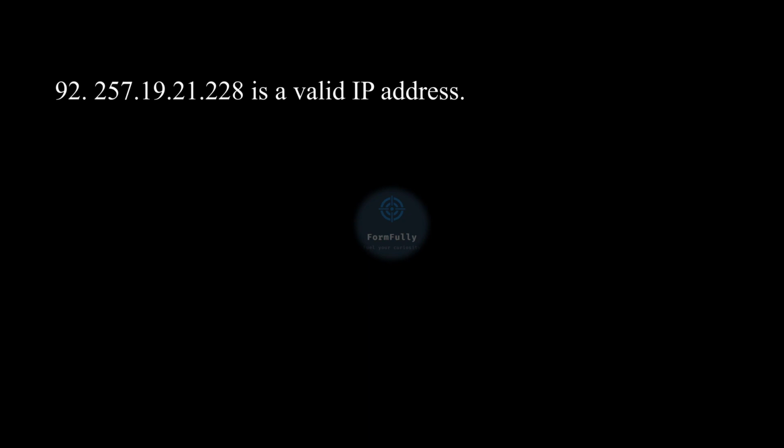92.257.19.21.228 is a valid IP address. True or false? So this is a false statement. This IP address is not a valid IP address. In an IPv4 address, each octet of the IP address, separated by dots, can have a value from 0 to 255. However, the octet with the value of 257 in the given address exceeds the valid range of 0 to 255. So, the statement is false.